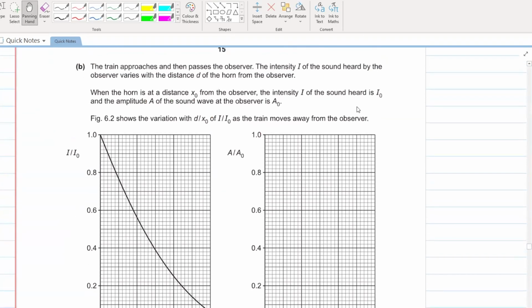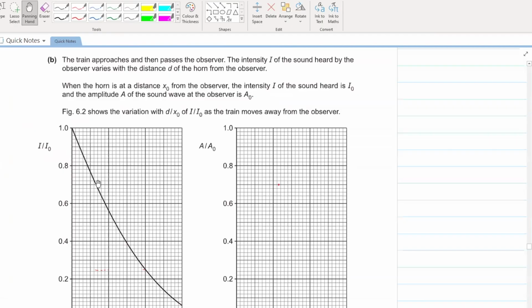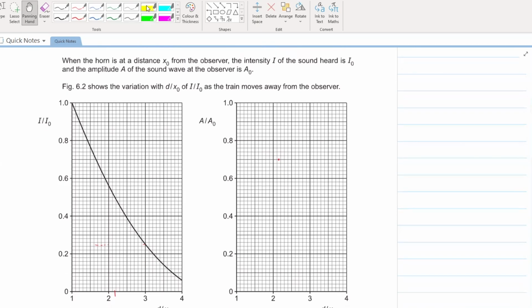Let's see what is written here. The train approaches and then passes the observer. Perfect. The intensity of the sound heard by the observer varies with distance d of the horn from the observer. How is the intensity varying with the distance between the horn and the observer? You are given this in the graph. When the horn is at a distance of x naught from the observer, the intensity of the sound is I naught.